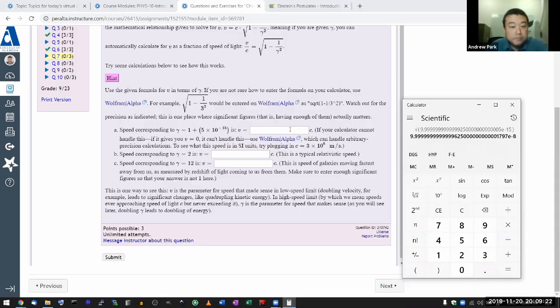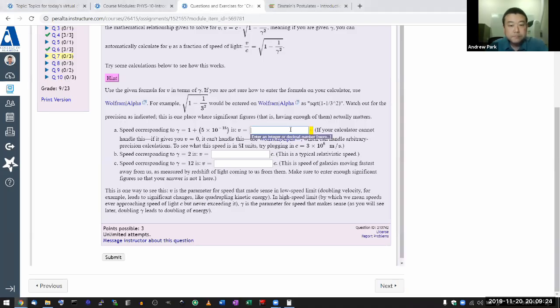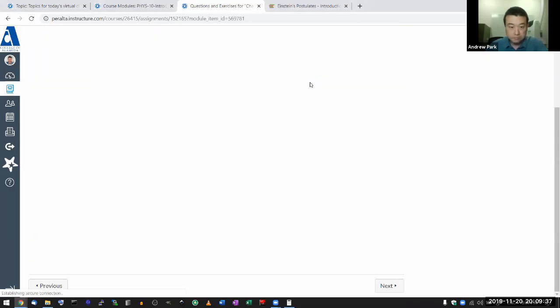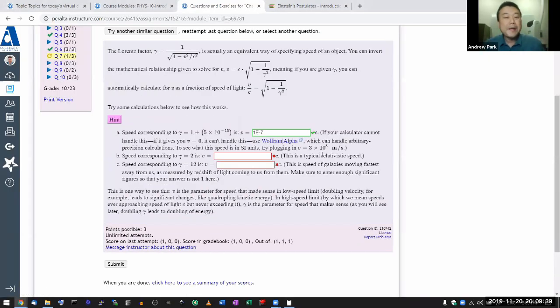Well, it doesn't. So 10 to minus 7 in the scientific notation here is 1e minus 7. All right, I guess the calculator on the Windows computer can do that. Good. You can also do that on Wolfram Alpha if you get issues with getting that.